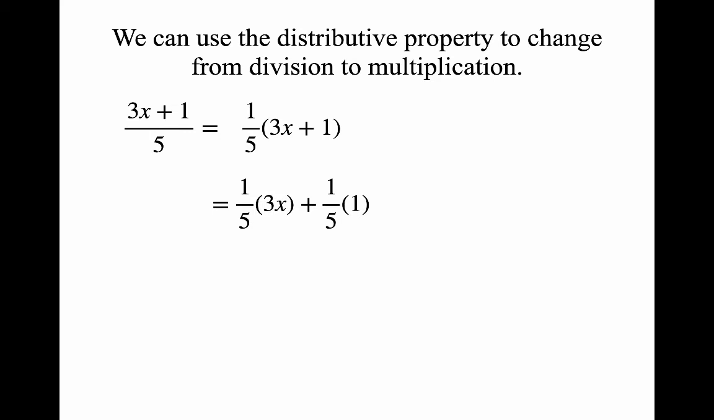So now we have 1/5 times 3x plus 1/5 times 1. Then we can simplify these by actually making 1/5 times 3x and 1/5 times 1. And we get 3x over 5 plus 1/5. So now we've taken this division problem and we've rewritten it by changing to multiplying by a fraction. And now we have two terms, 3x over 5 plus 1/5.